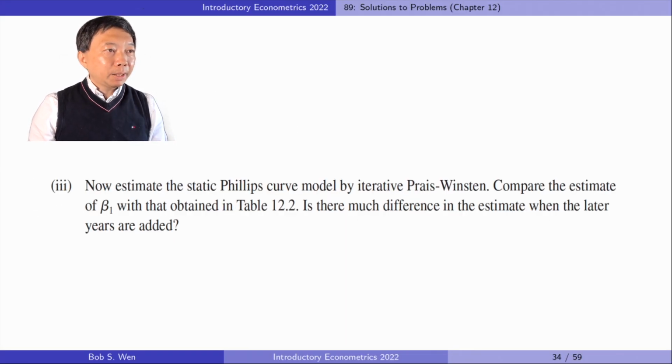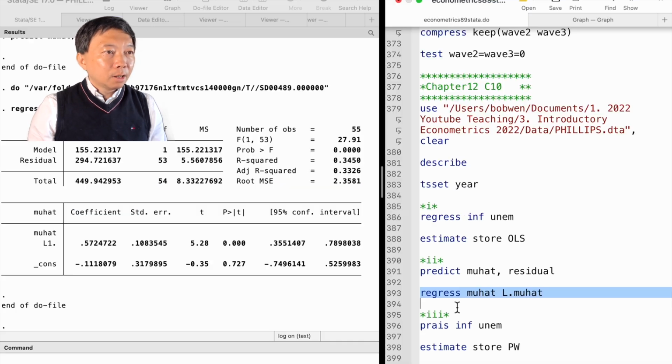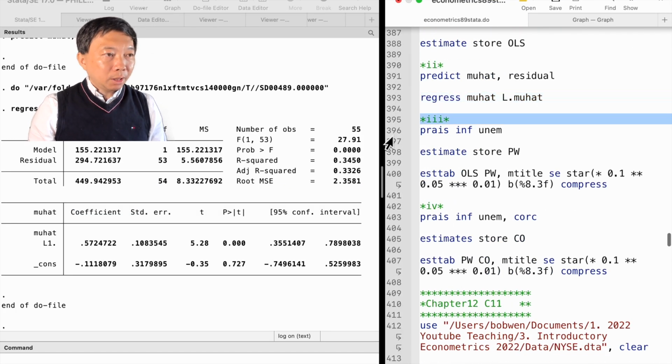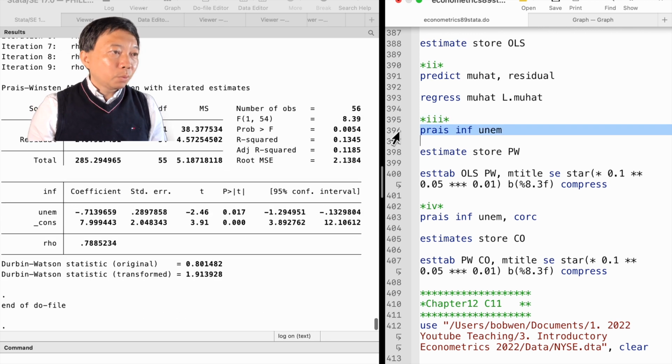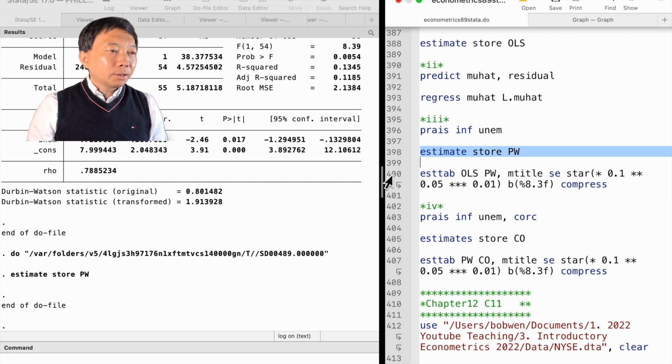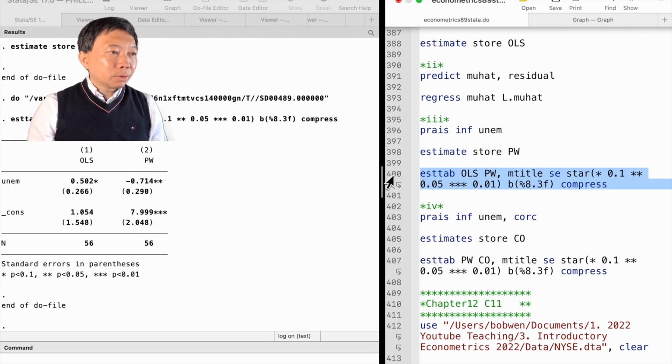Part 3. Estimate the static Phillips curve model by iterative Prais-Winsten. Compare the estimate of beta 1 with that obtained in table 12.2. Is there much difference in the estimate when the later years are added? We estimate the static Phillips curve by the iterative Prais-Winsten method. Here are the estimates along with the OLS results in a table. Compared to table 12.1 in the textbook, the estimate of beta 1 does not substantially change.